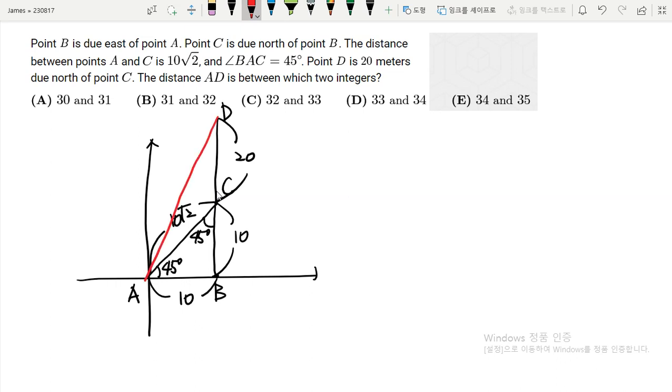So the distance between A and D, that's the square root of 10 squared plus 30 squared. So it's like the square root of 1000. So from the choices, square root of 1000 is between which two numbers? Close to which number? 30, 31, 32. Yep.